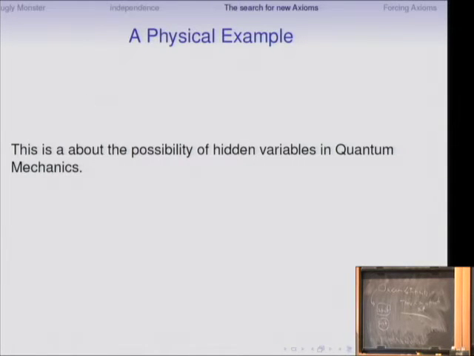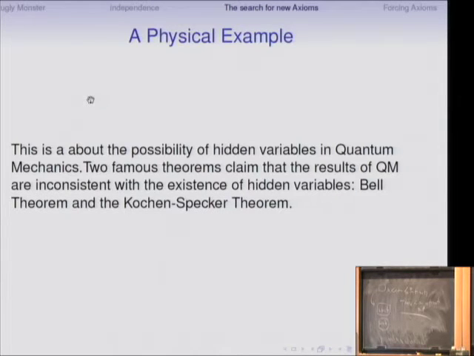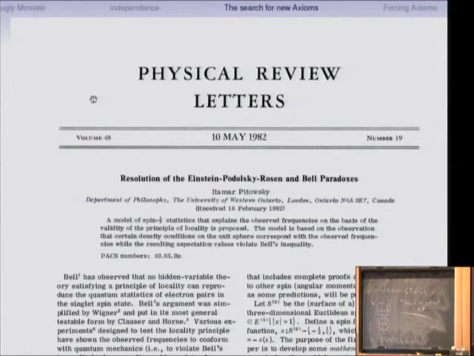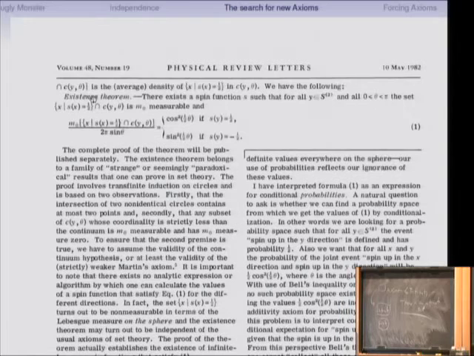Let's take the famous theorem of Kochen and Specker, that there are no hidden variables in quantum mechanics. The Bell theorem and the Kochen-Specker theorem. Here is a paper by the late Itamar Pitowsky. The reason I picked this paper is that it's about the only paper in Physical Review Letters that mentioned the continuum hypothesis. Actually, it mentions Martin's axiom. Martin's axiom should appear here somewhere. Yeah, Martin's axiom, on the second page.